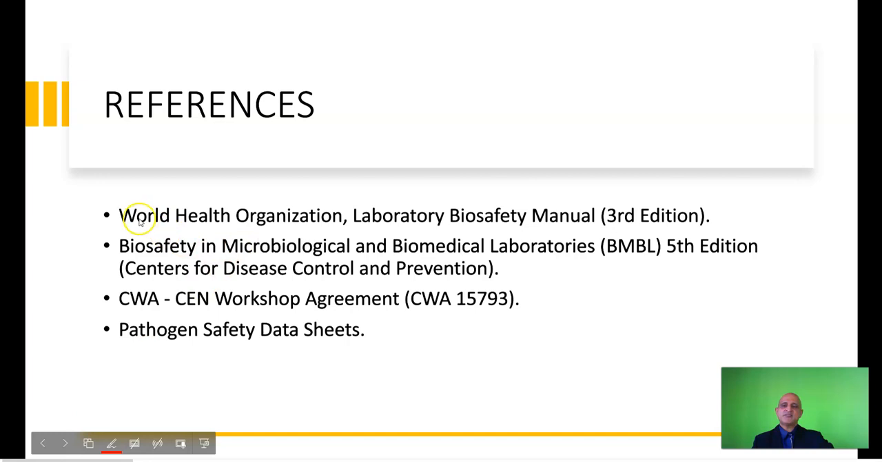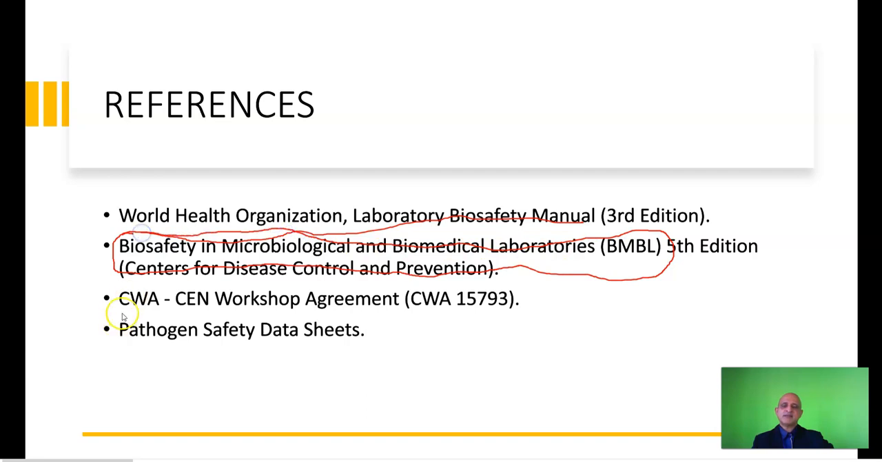These are some of the references. The primary reference is WHO. The secondary reference is the BMBL. This is a very good reference in which various procedures are described. This is the CWA, CEN Workshop Agreement, CWA 15793. You can refer to this in order to determine your laboratory biosafety protocols and to derive new protocols, standard operating procedures, and management structures. And this is a very useful reference.